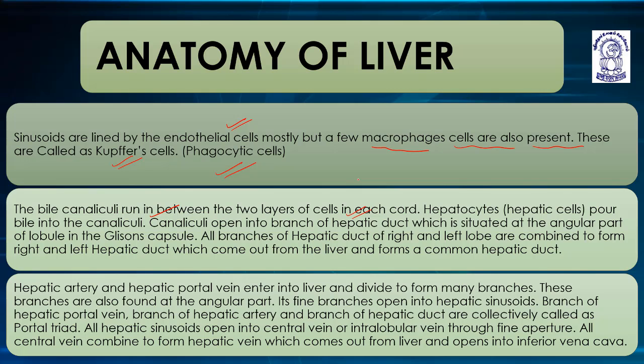It opens into the branch of hepatic duct, which is situated at the angular part of the lobule in the Glisson's capsule. All branches of hepatic duct of right and left lobe combine to form the right and left hepatic duct, which come out of the liver and form a common hepatic duct. Hepatic artery and hepatic portal vein enter into the liver and divide to form many branches.